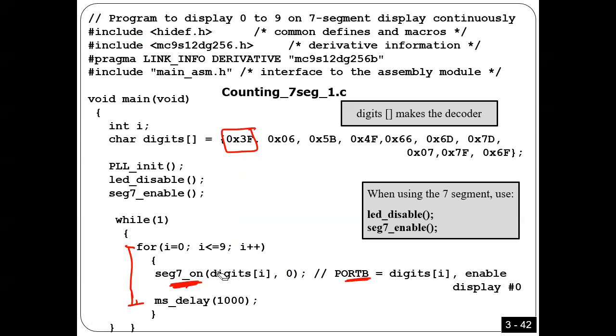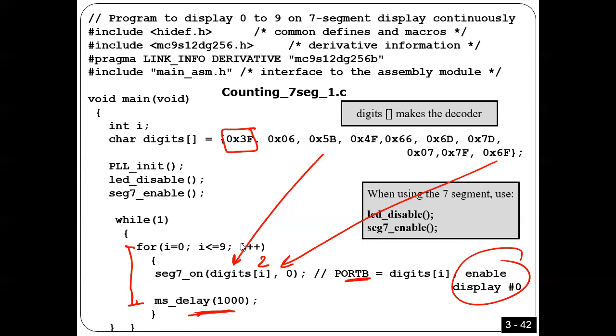So what's gonna happen? In the first iteration, I is 0. So it's gonna take this one here. It's gonna put this one on port B, and always I'm gonna use 0, so it always is gonna enable display number 0. Then it's gonna wait 1 millisecond, and then 1 second, 1000 milliseconds. In the second iteration, I is equal to 1. So it's gonna take this one, put it here. In the next iteration, I is equal to 2. Take this one, put it here, and so on, all the way to here. Once it is done, I'm gonna go back here, go back to repeat again.